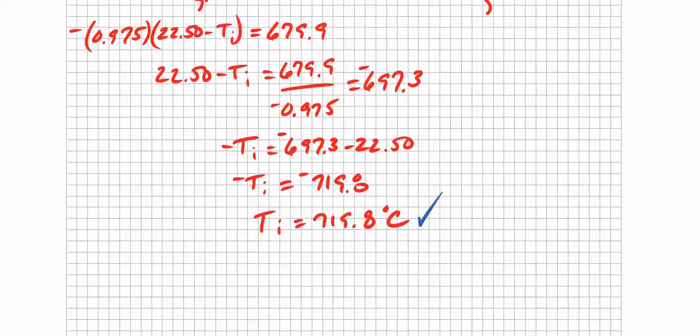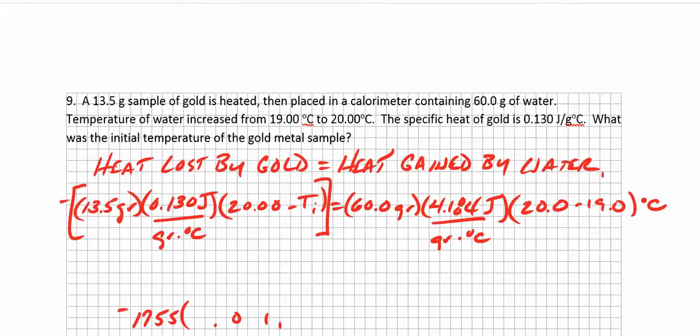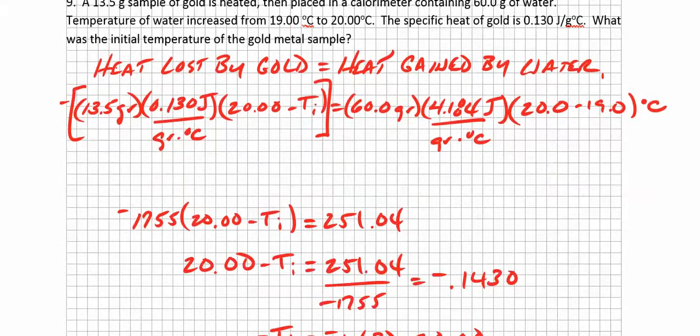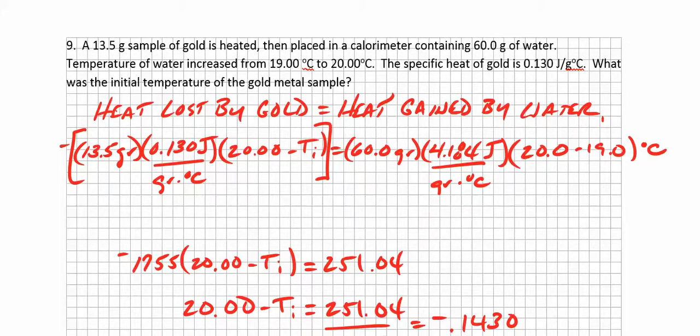Let's move on to the next one. Number 9 says this: a 13.5 gram sample of gold is heated in a calorimeter, and then placed in a calorimeter containing 60 grams of water. The temperature of the water increased from 19 to 20 degrees Celsius, right? So we put a hot piece of metal into water, and it heated up. That makes sense. The specific heat of the gold is 0.130 joules per gram per degree Celsius. They want to know the initial temperature of the gold.